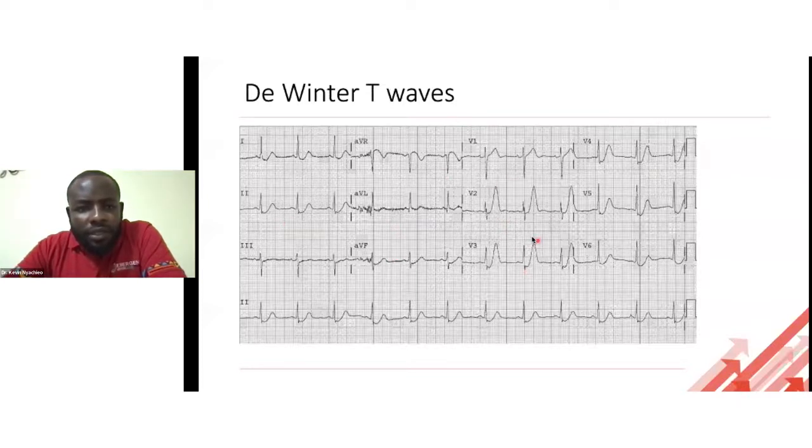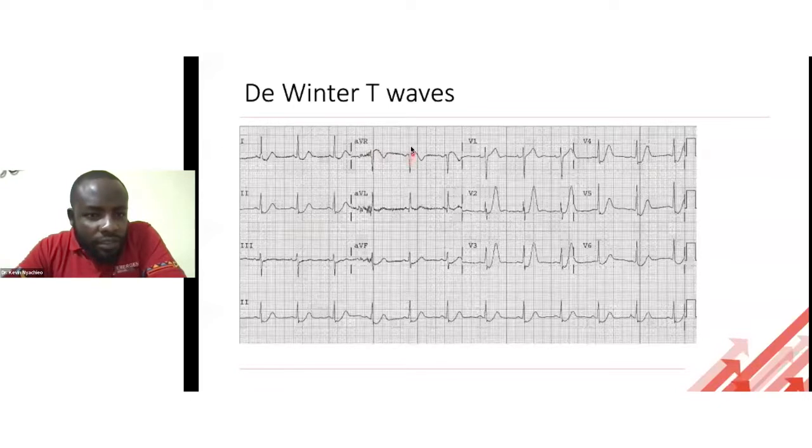Okay, the de Winter T waves represent an anterior myocardial infarction. So you get these very tall, prominent, symmetric T waves, like somebody else has just said, in the precordial leads. You can actually get an upsloping ST depression. So you get this ST depression, then upsloping, into prominent symmetric T waves in the precordial leads. Sometimes you might get a very subtle ST elevation in aVR, very small, but you can still see it.